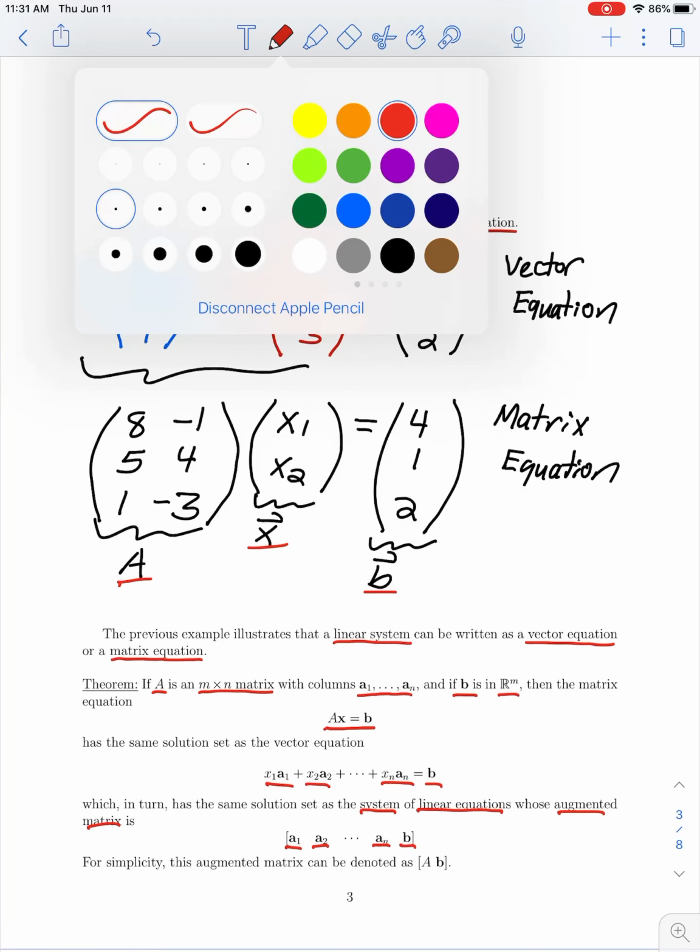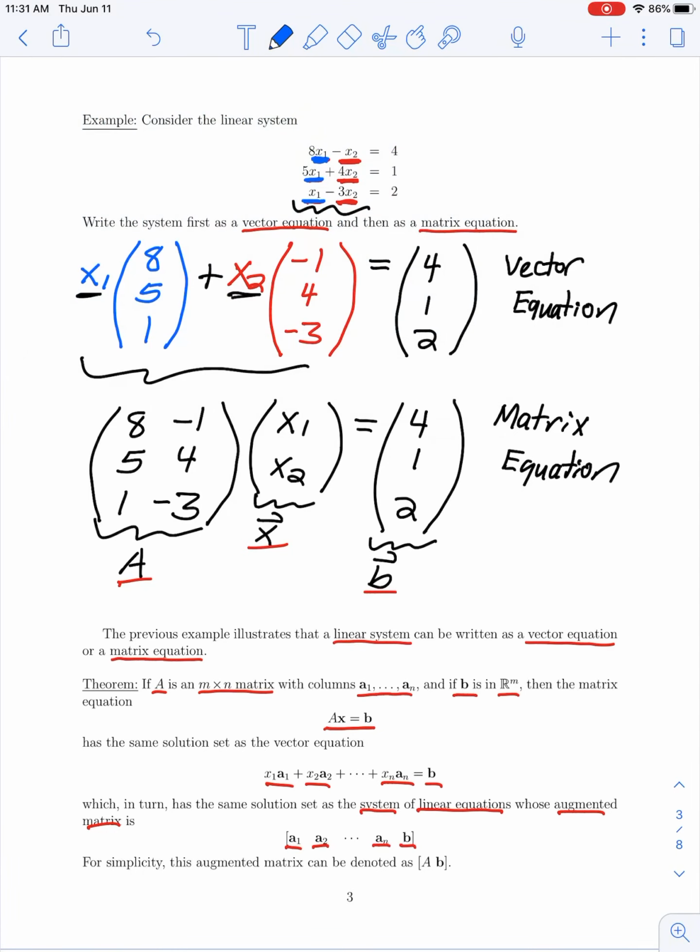Now, since these vectors in our augmented matrix, a1, a2 up through an, were the columns of a matrix A, for simplicity this augmented matrix will sometimes be denoted as capital A with a boldface or vector b. So rather than writing out each column of A with b, we could write just the matrix A augmented with that vector b. All right.